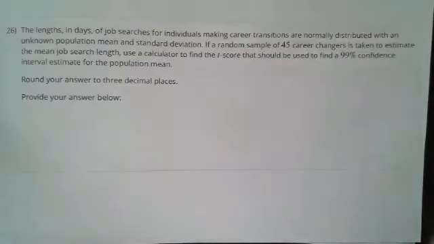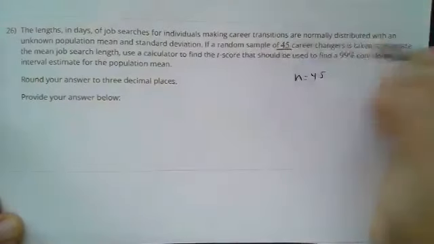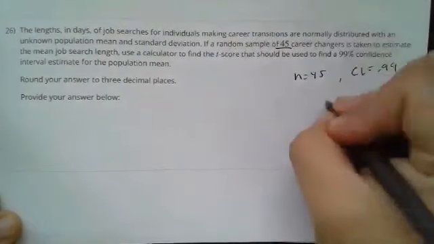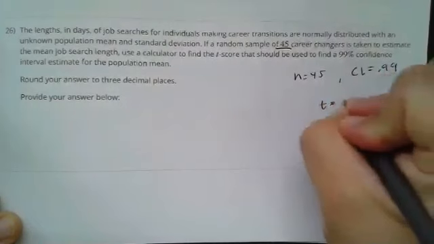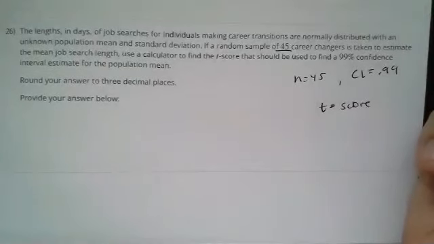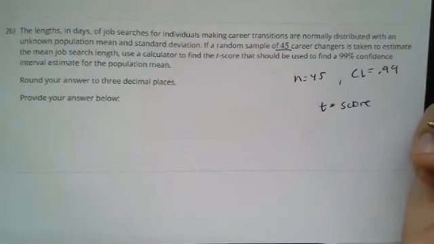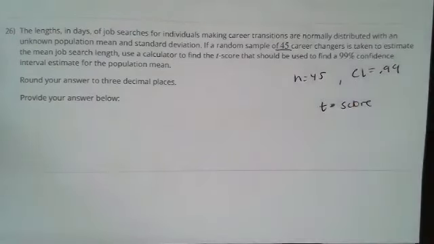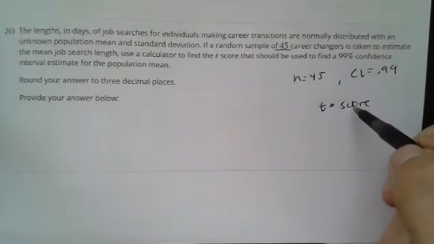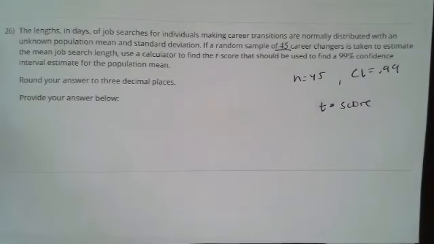Basically we have N is 45, a confidence level of 0.99, and we want the t-score. There are two ways to do this. We could use a t-table, where we have degrees of freedom 44 and the confidence level 0.99, and then find the corresponding t-score. If you have inverse t, you could use it.